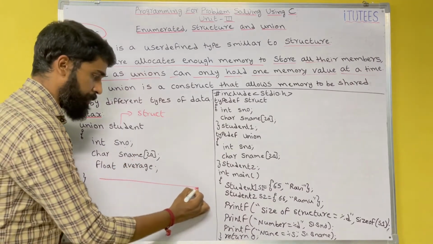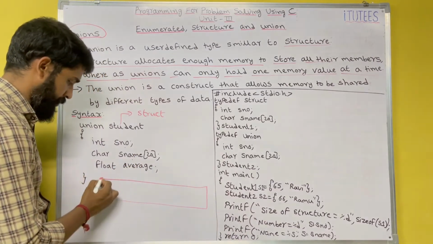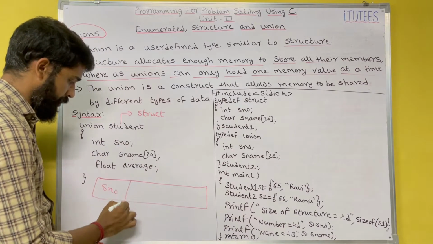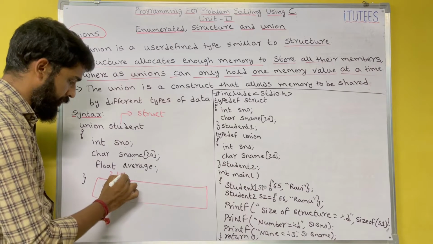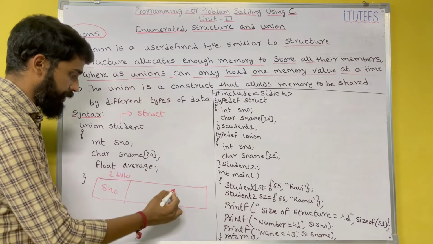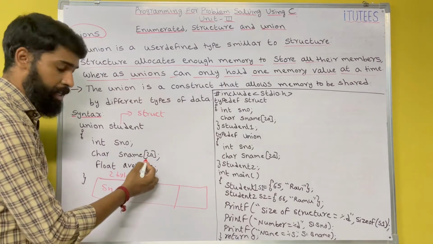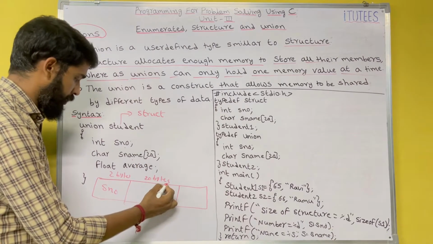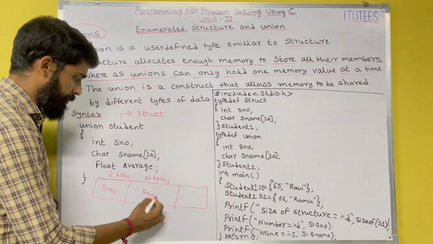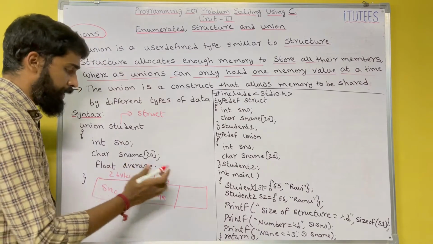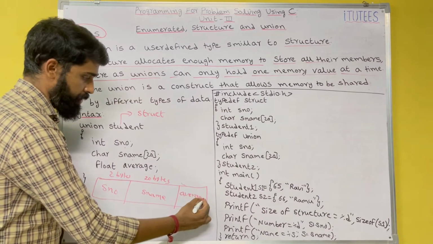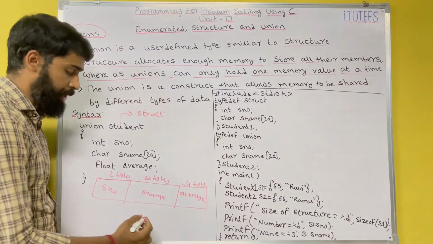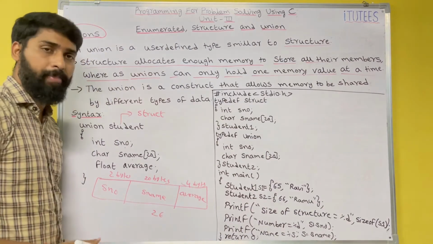So this is the memory allocation. This is the S number, 2 bytes, and char S name of 20, that means 20 bytes. And average is float, so 4 bytes. So the total memory allocation is 26 bytes.